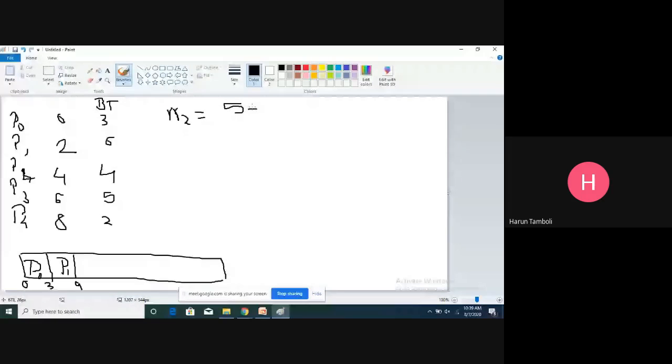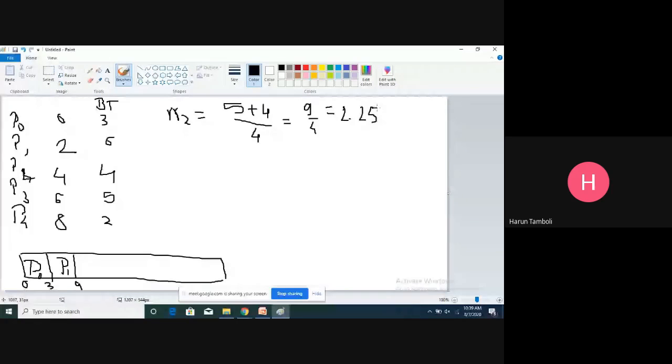Plus, now what is S? S is the burst time. So burst time of P2 is 4. So 5 plus 4 divided by 4, that is 9 divided by 4, which is 2.25. So the response ratio for P2 is 2.25.